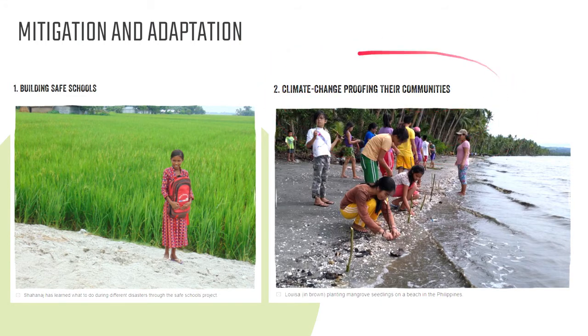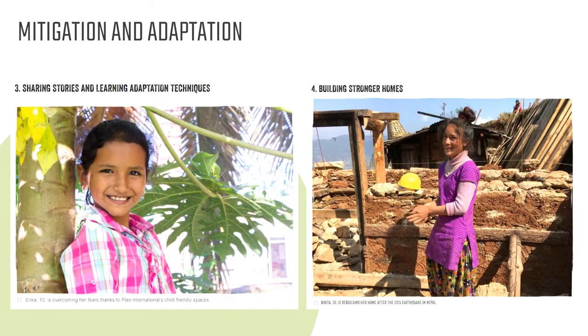This is very important because we've discussed it in our lesson on climate change. To climate change proof their communities, we see here students like Luisa planting mangrove seedlings on a beach in the Philippines. Then number three, sharing stories and learning adaptation techniques. By overcoming their fears, survivors such as Erica, 10 years old here, are able to share how her family overcame their disaster and what they've learned from it.